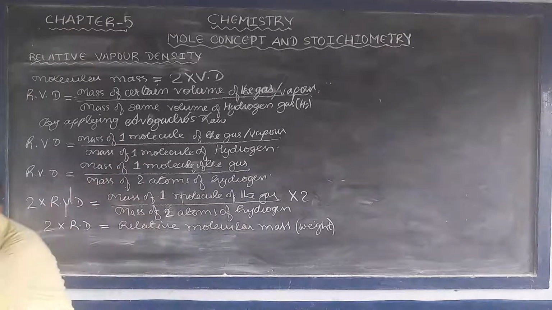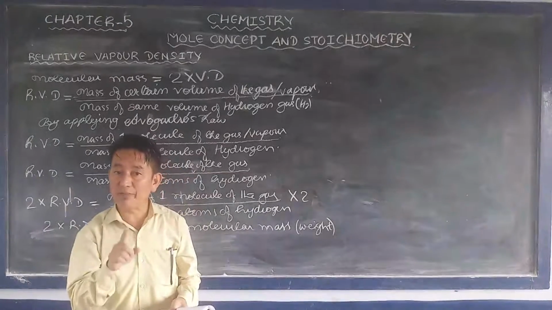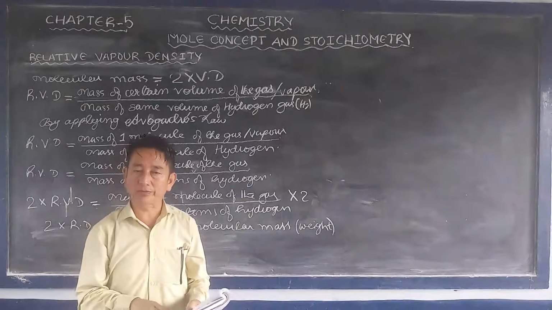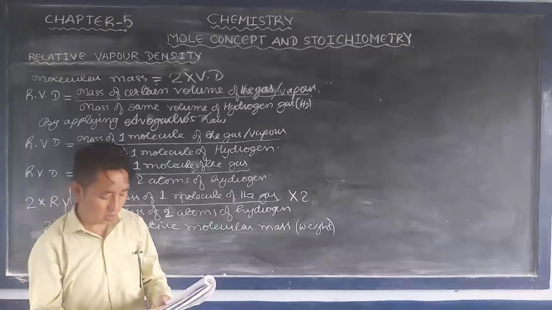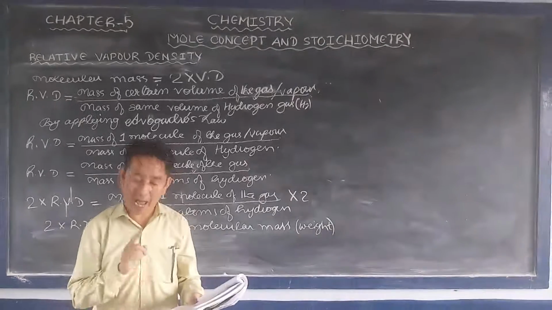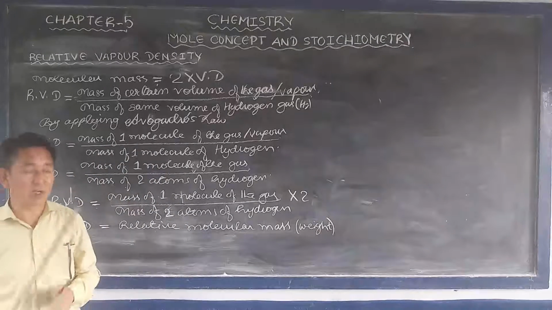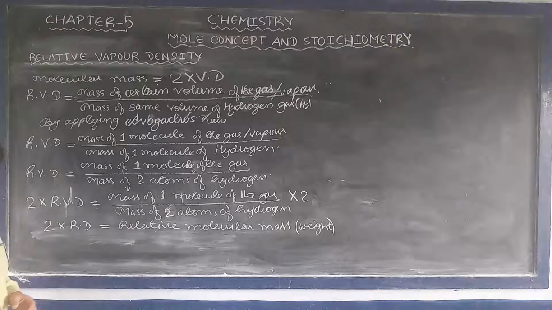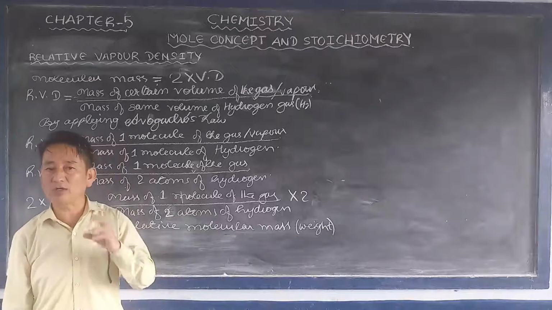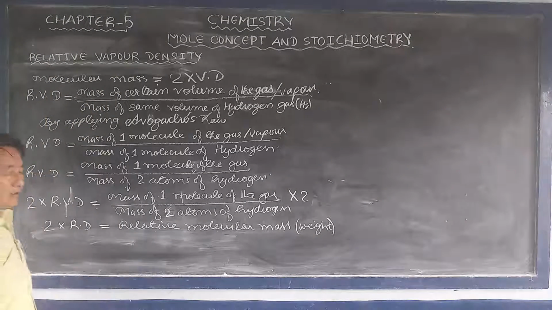From this chapter we'll discuss relative vapor density and the relationship between vapor density and the molecular weight. Next, deduction of empirical and molecular formula of the compound from the percentage composition of a compound and the masses of combining elements. Today I would like to explain relative vapor density and the relationship between vapor density and the molecular weight or molecular mass of the substance.